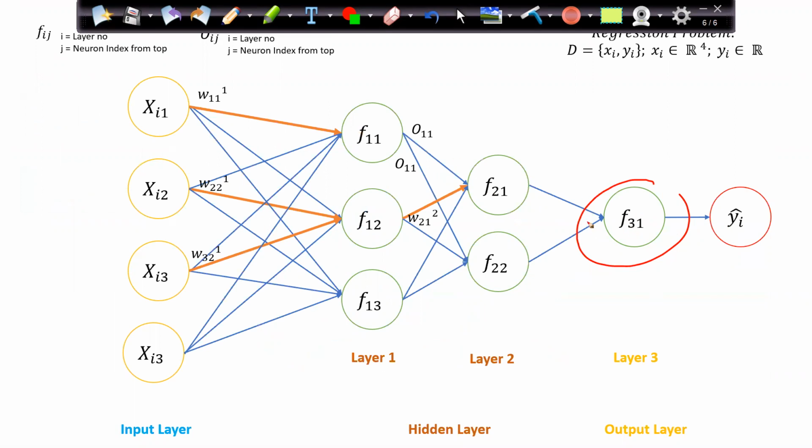So these are my neurons with various functions, and as I already mentioned, i is the layer number and j is the neuron index from the top: index numbers 1, 2, 3, 1, 2, 1. And when we are connecting the neurons, my neuron will always connect forward. There will not be connections going backward. It will always be forward.